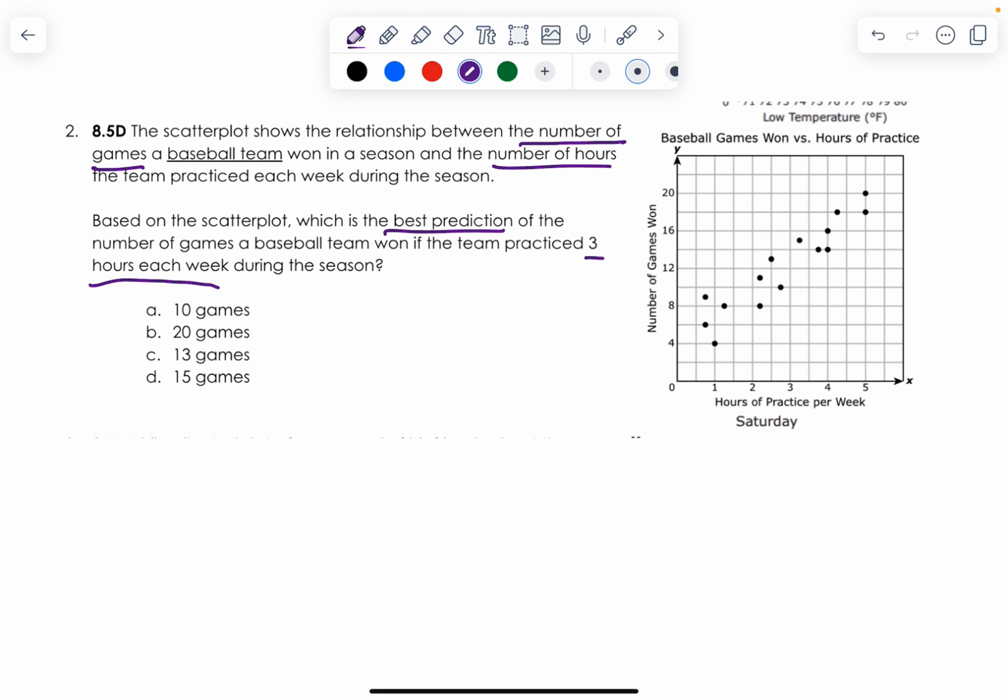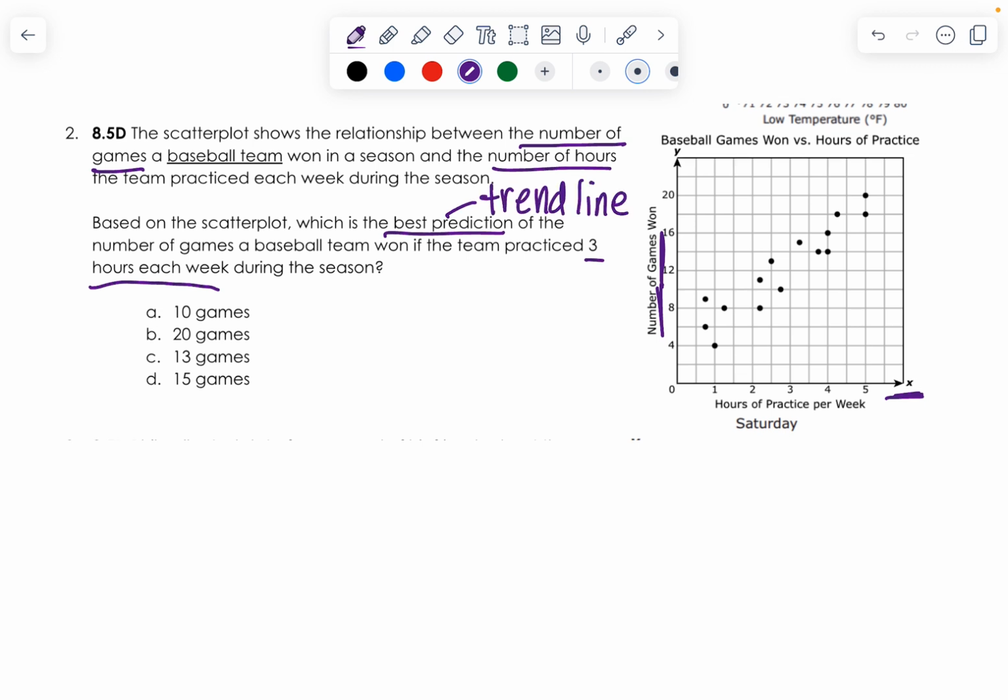So I notice my X line over here, we've got hours of practice. The Y value is the number of games. So first things first, I am making a prediction, so I will be drawing a trend line. A trend line is a straight line through the center of the data points as best as I can. So I'm going to draw my straight line through the center, and I want it to extend all the way to the edges of the graph.